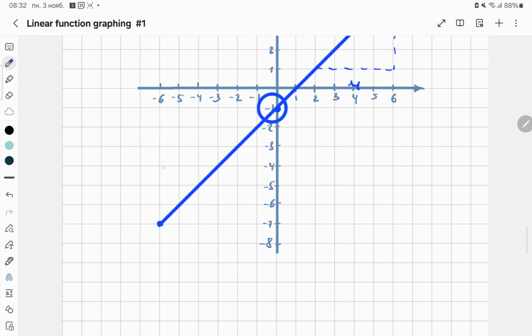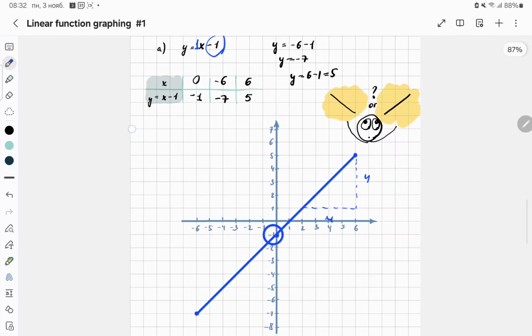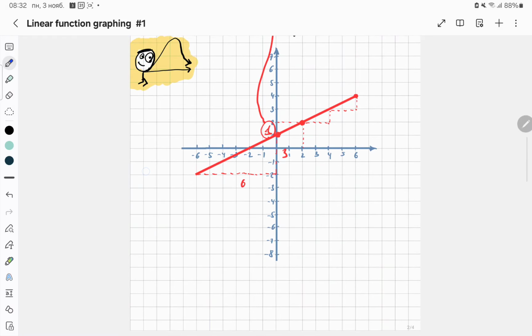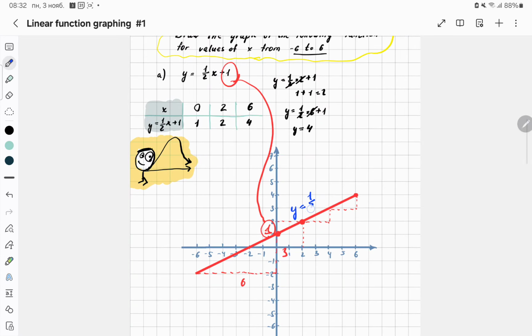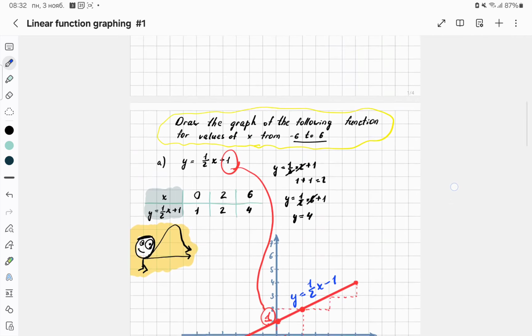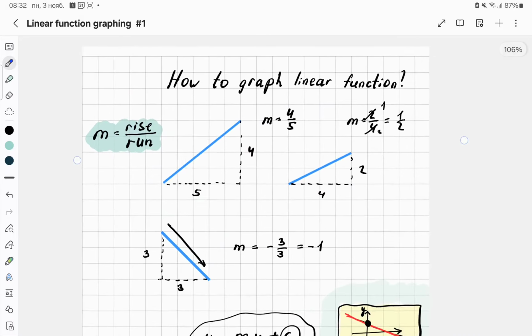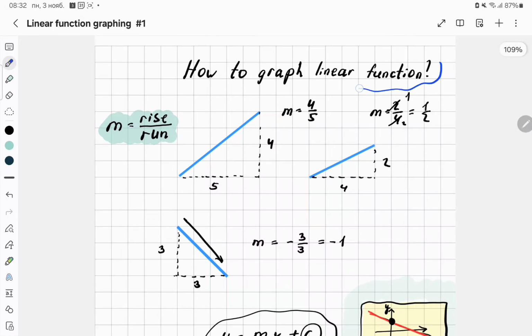If we have several graphs on the same system of coordinates, it is beneficial to label each function, to understand which graph belongs to which function. For example, y equals 1/2 x minus 1. Okay, now we have finished. Now I hope it's clear how to sketch the graph of a function.